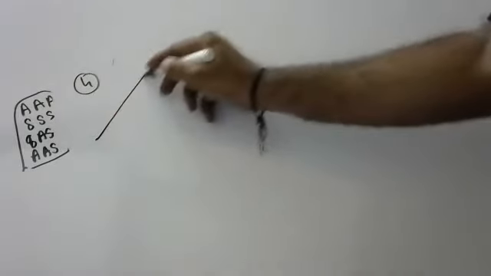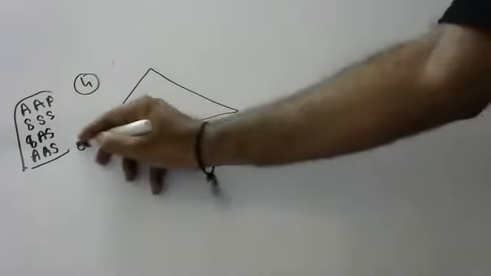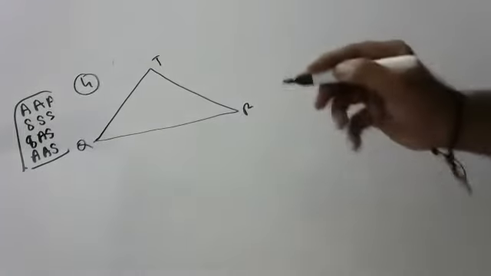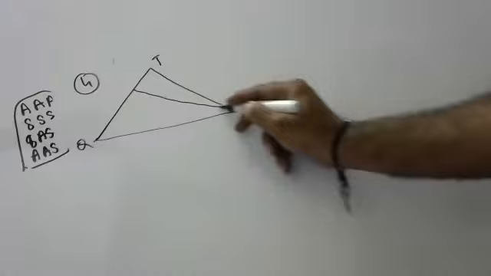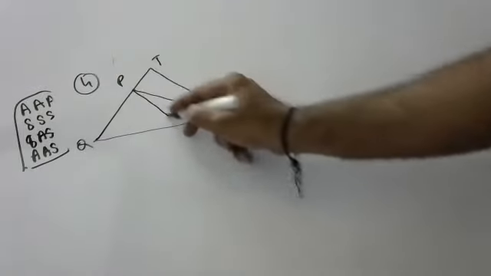Next, go to fourth sum. Go to fourth sum, children. In the fourth sum, they have given that there is a triangle QTR, children. And P is here. Please check, children.